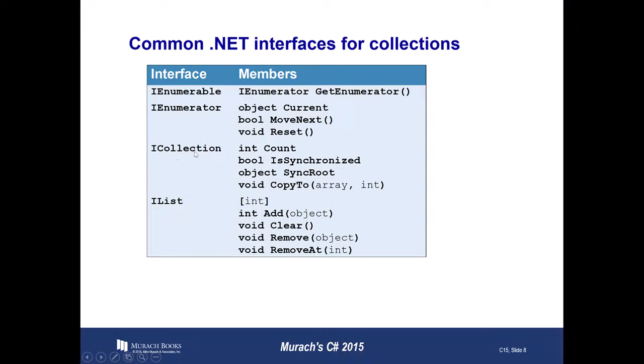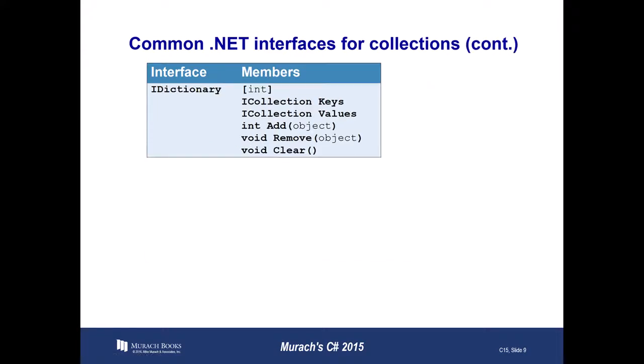Some other interfaces, ICollection, IList. IList is another big one because it's what List implements, and it allows you to add objects to a list, clear a list, remove at a particular index. And an IDictionary, which is similar to IList, as it is implemented on a dictionary to allow you to do these things here below.